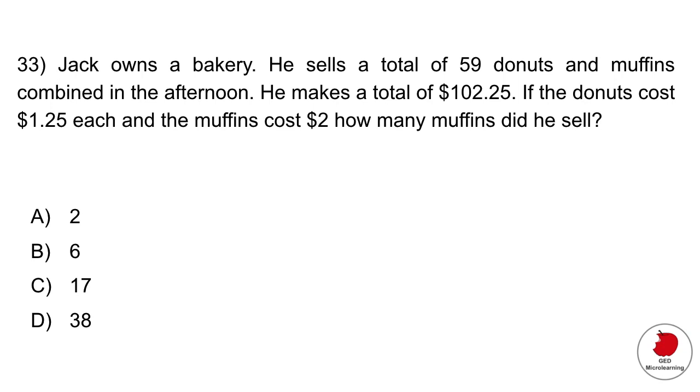Okay, so question 33 is a system of equations question. It says Jack owns a bakery. He sells a total of 59 donuts and muffins combined in the afternoon. He makes a total of $125. If the donuts cost $1.25 each and the muffins $2, how many muffins did he sell?